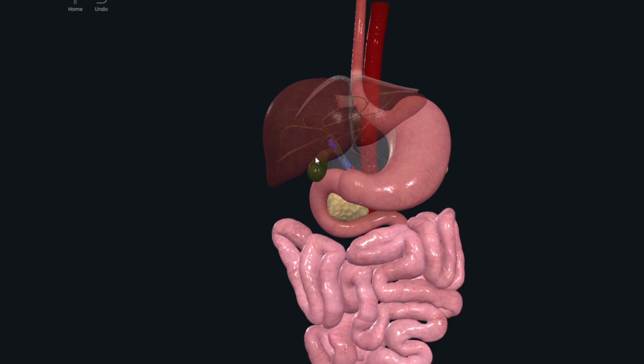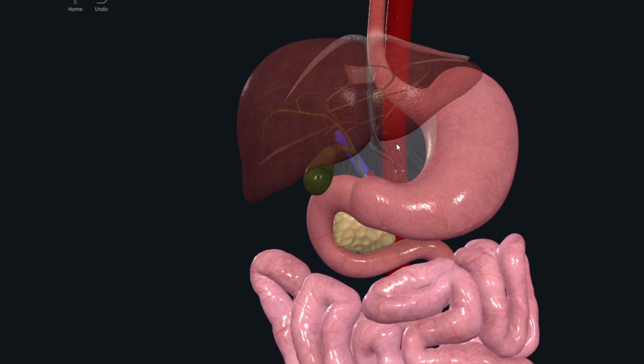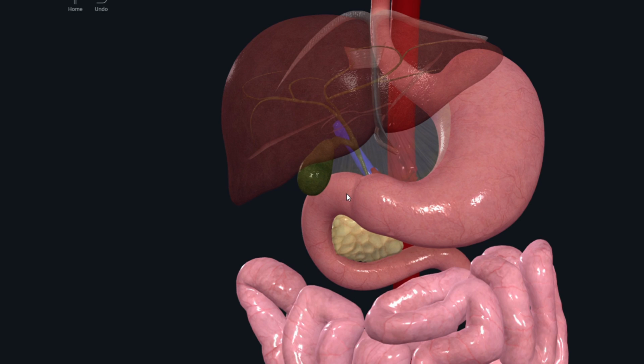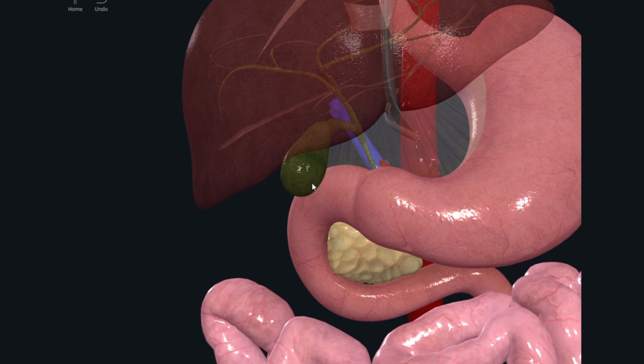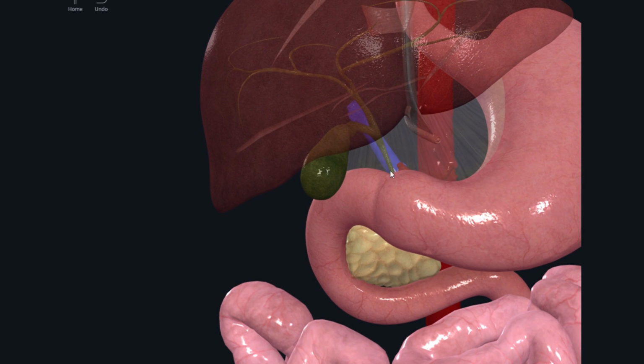So let us take a look at the organs and structures that are found in the vicinity of the superior part of the duodenum. The first thing that we can observe here is the bile duct. As you can see, this is the bile duct here with the gallbladder. So that's the bile duct, and then we have the lesser omentum.